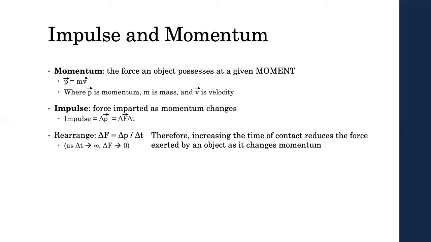Which you can rearrange. You can say the change in force is equal to the impulse divided by the time. Therefore, increasing the time of contact reduces the force exerted by an object as it changes momentum. And what I've written there is, as t approaches infinity, as t increases bigger and bigger and bigger, the force experienced approaches 0. So what's a way of conceptualizing that?